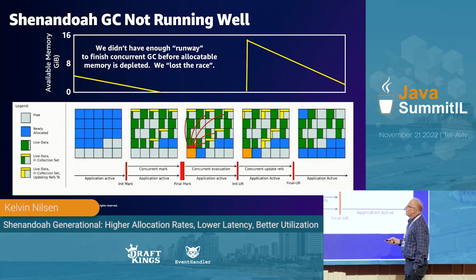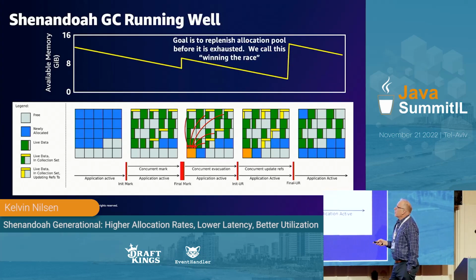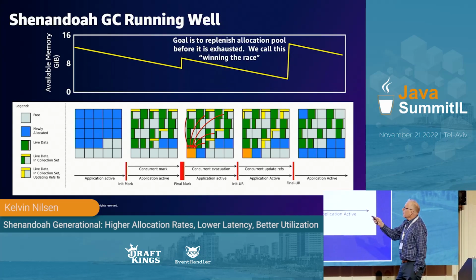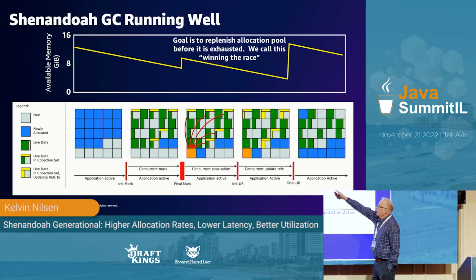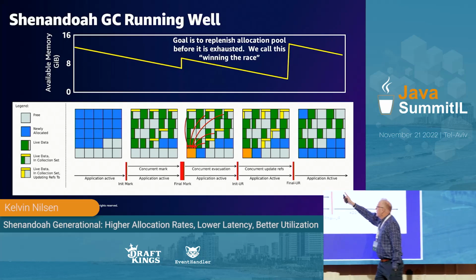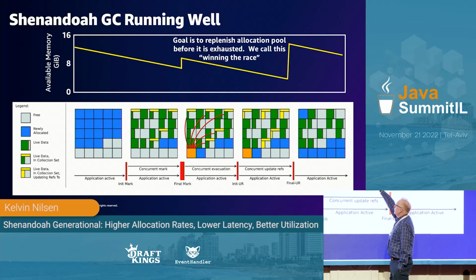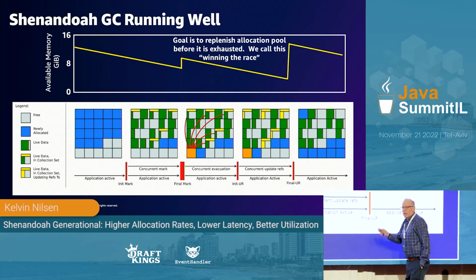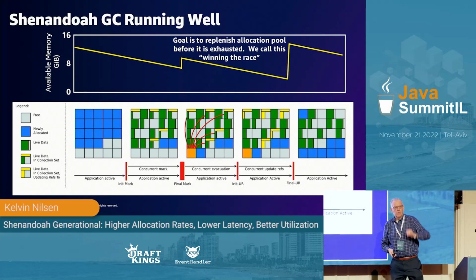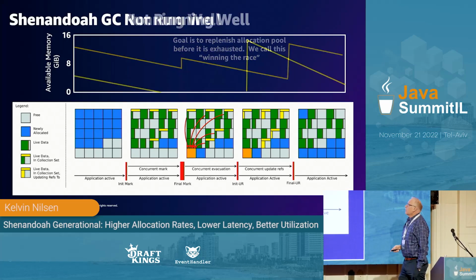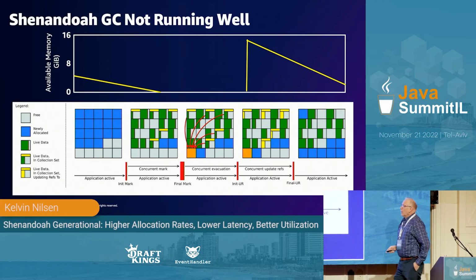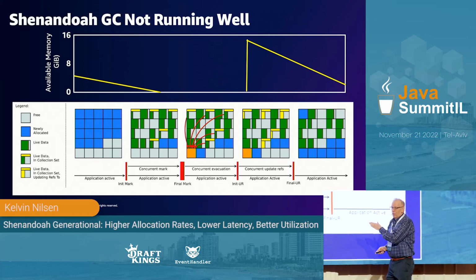Next, we continue to run concurrently. Sorry, I went too fast there. We continue to run, and memory continues to be depleted. At this point, everything that was evacuated, all those regions now get thrown into the allocation pool, and we've significantly replenished the free pool. What I'm showing now is what happens when we lose the race.